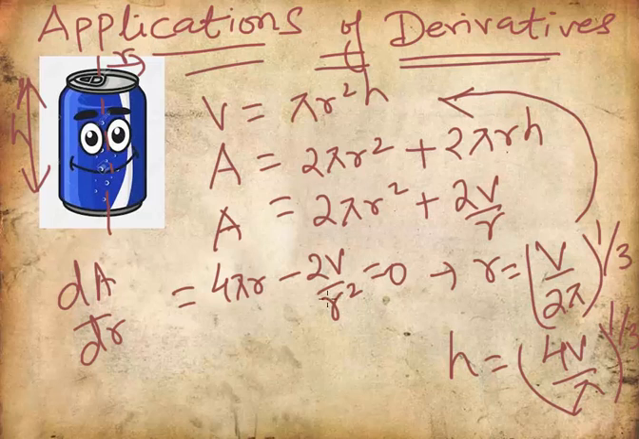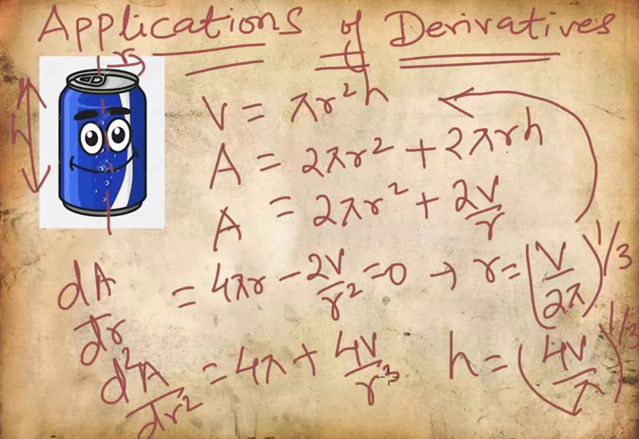And also we want to make sure that this first derivative which we have calculated, is it signifying the minimum point or the maximum point. So just to confirm it, if you take the second derivative with respect to the r, it will become 4 pi plus 4v by r cube. And one can see that this term is always positive because r is always positive for the can design. So we are confirming here that this is a particular set of r and h which will give the minimum price for the design of this soft drink can.